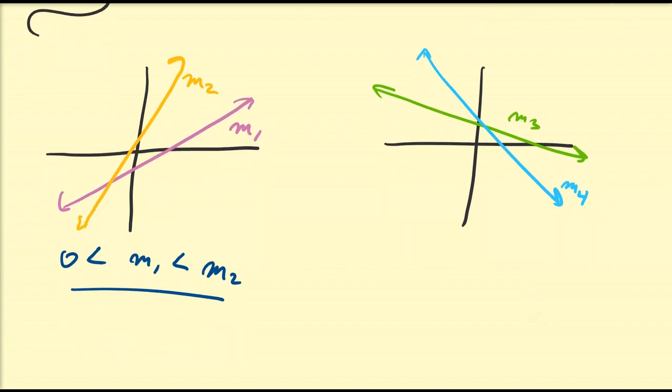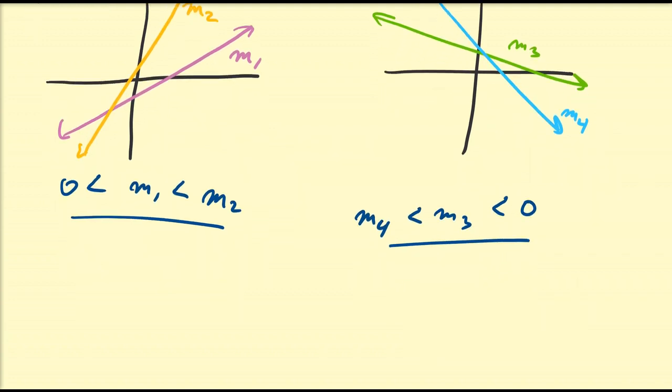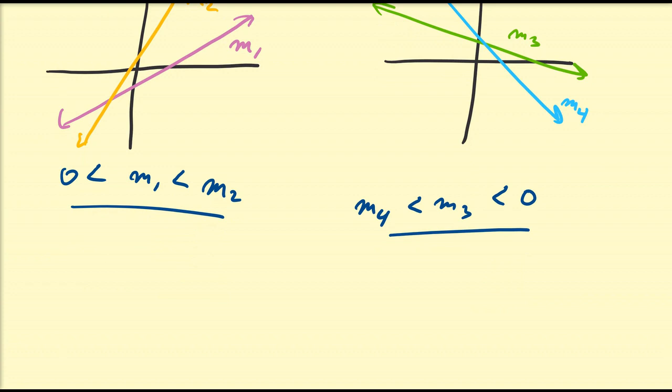Similarly, M3 and M4 are all going to be negative slopes since the lines are going downwards from left to right. So which line has the least or greatest negative value in these things? So you should know that M4 is going to be less than M3, and both of these numbers should be less than 0 since the lines are going downwards. So these are some just basics in regards to lines.